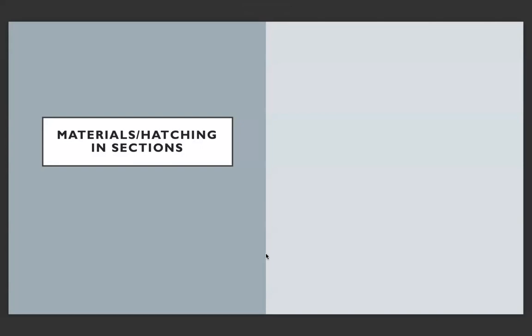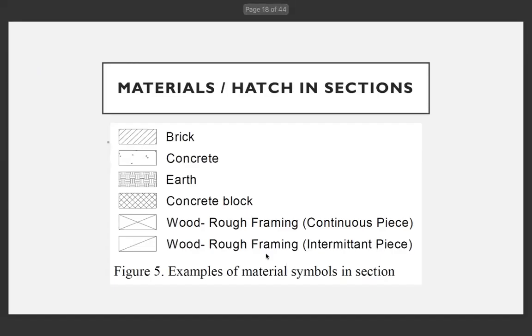Materials and hatching in sections. As you can see, these hatch figures are a universal language. So the way we show a wall, which is usually brick, this hatching is used all around the world. So the way that we present concrete, as you can see here, this hatching is also an international usage. So we don't make up hatches according to our personal taste. We use the international symbols in hatches.